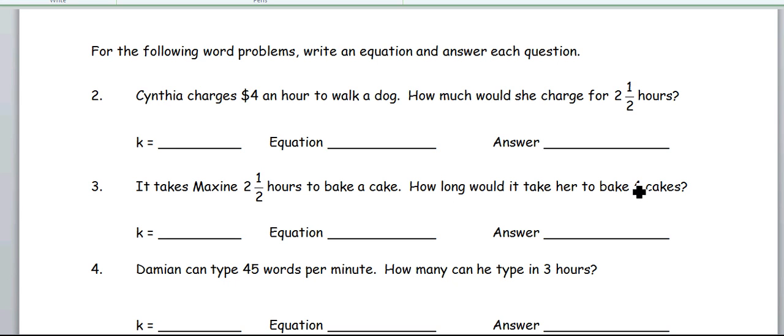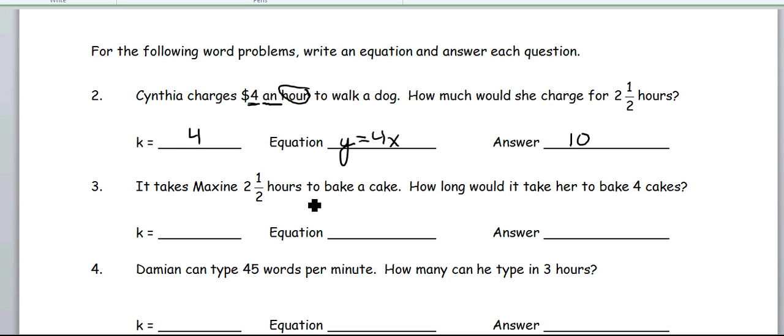Cynthia charges $4 an hour to walk a dog. How much would she charge for 2.5 hours? So here the "an" tells me that we've got my independent variable right here. And then normally I would say slope, but here it's K, so it's 4. My equation is Y equals 4X. And so what I would do is put in here 2.5 times 4, which is 10.